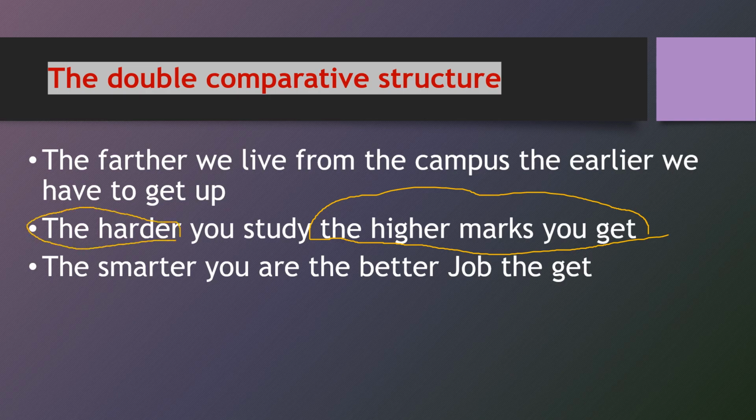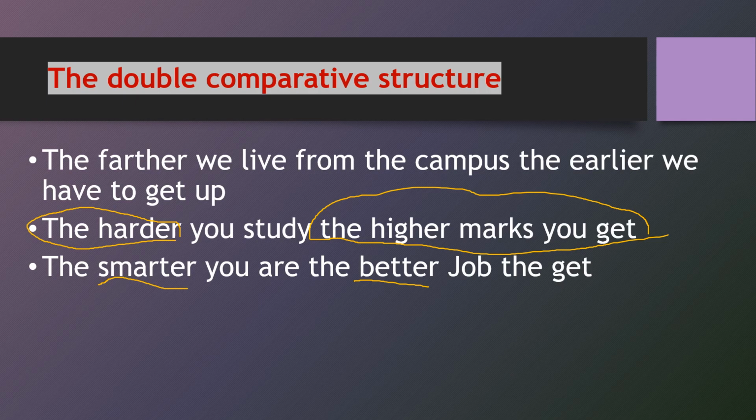Okay, and in the other case also you have two comparative degrees. You've got the smarter and you've got the better. Okay, to get a good job, you need to be smart. The best job or the better job you get depends on how smart you are. In the sentence you say, the smarter you are, the better job you get.